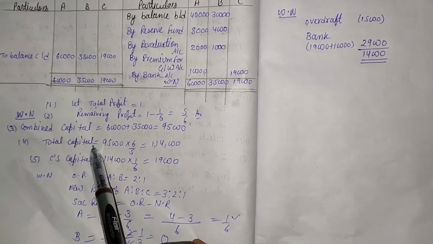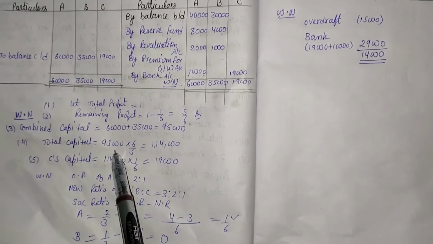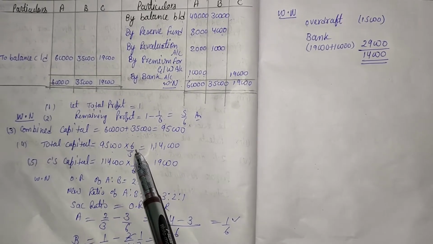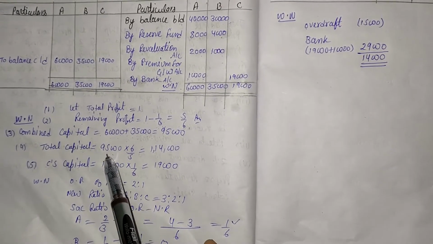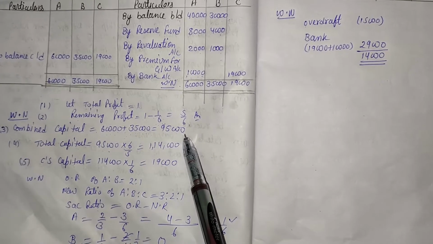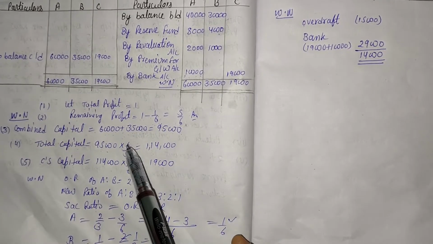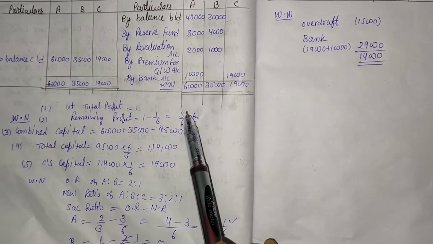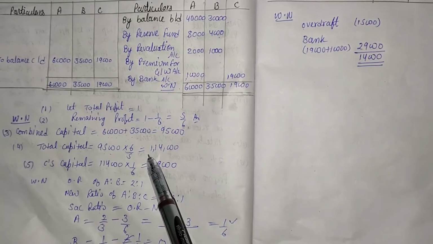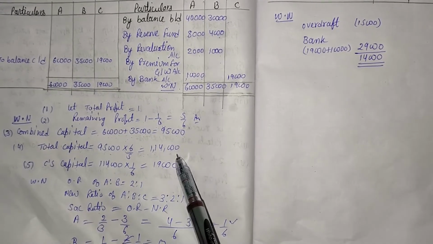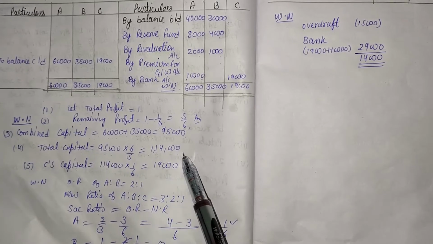Total capital is combined capital multiplied by the reciprocal of the remaining profit. So the combined capital's value is 95,000 and the reciprocal of the remaining profit is 6/5. Here we can find the value of total capital, that is rupees 1,14,000.